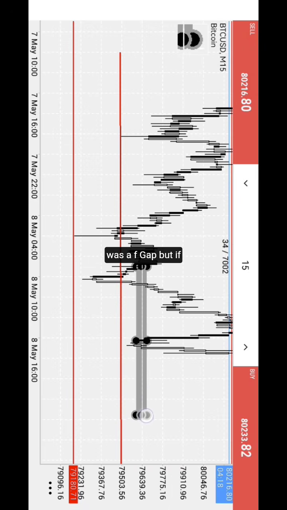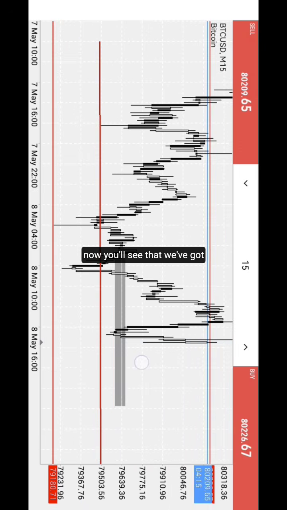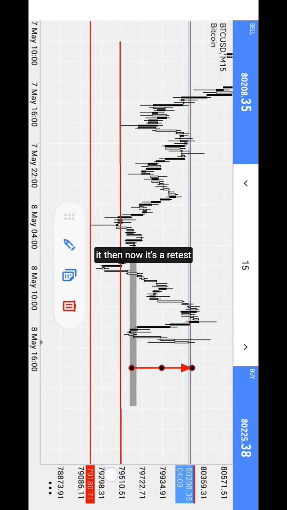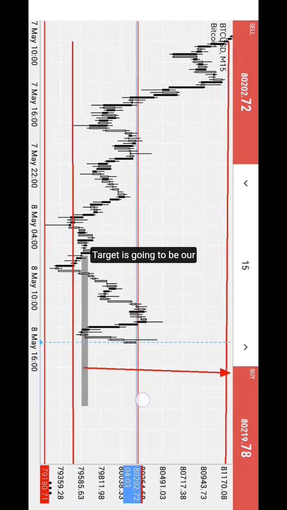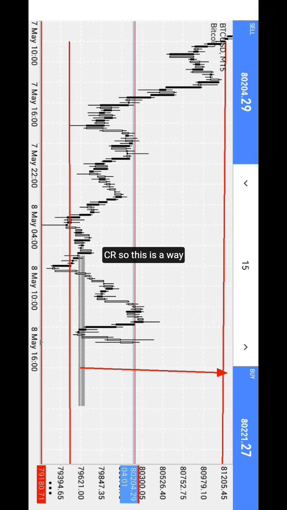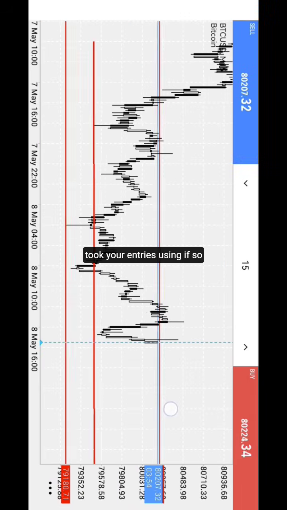There was a fair value gap, but if you check where my rectangle starts, you'll see that we've got a breaker block there, a failed order block, because market broke above it, then now it's a retest. So market bounced back to that 50% level there. It means our target is going to be our CRTH. So this is a way in which you could have taken your entries using Fibonacci.